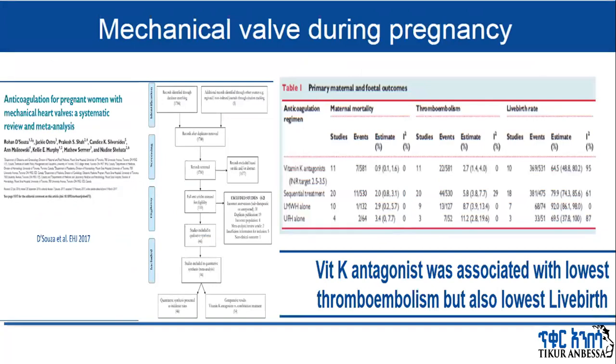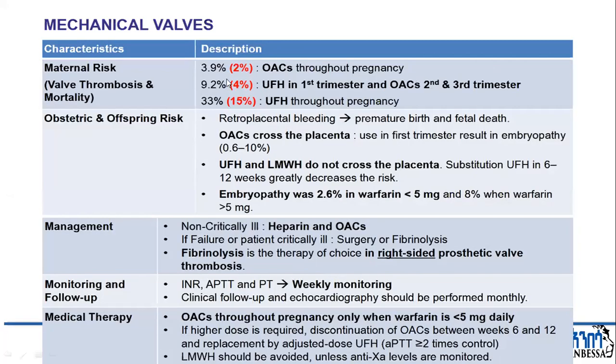When you see outcomes with mechanical valves with different anticoagulation strategies, this is very important. When you see maternal mortality and valve thrombosis, if you continue warfarin throughout pregnancy, the risk of maternal mortality is 2%, and the risk of valve thrombosis is 3.9%. If you continue unfractionated heparin throughout pregnancy, the risk of maternal mortality is 50%.